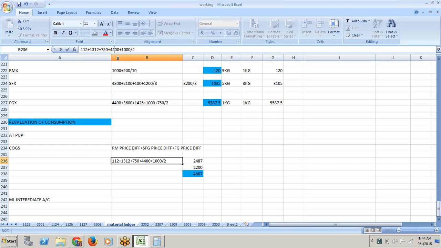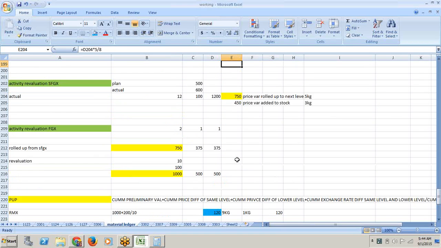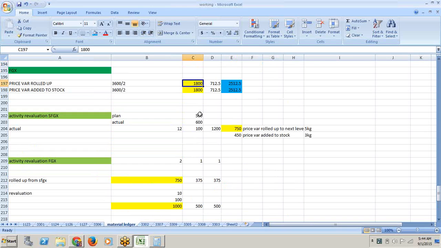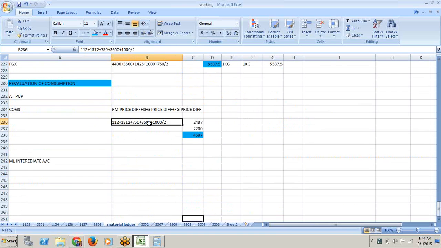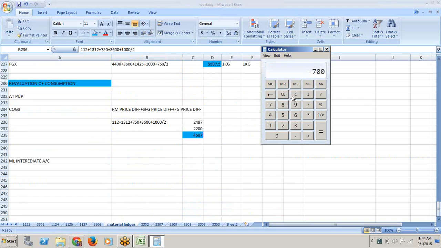What is this 1800? 1800 only should not be per unit. This is 3600. That is the difference. By 2. Already this 1800 is already per unit only. Because we have to give this price variance roll up to the next level 3600, not 1800. That is the difference. Now you can observe this is 3600, not 1800.